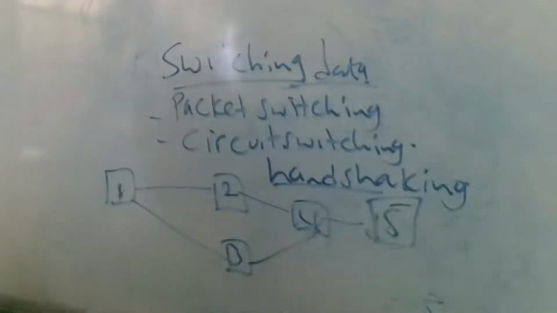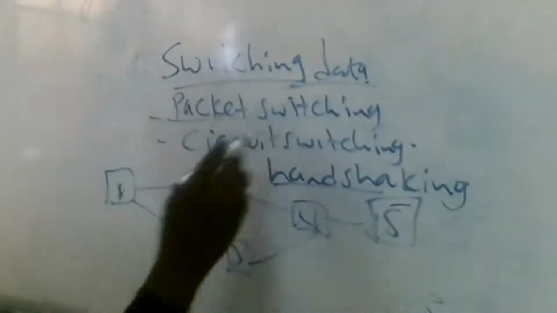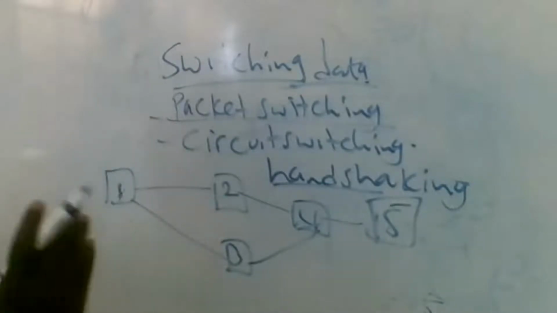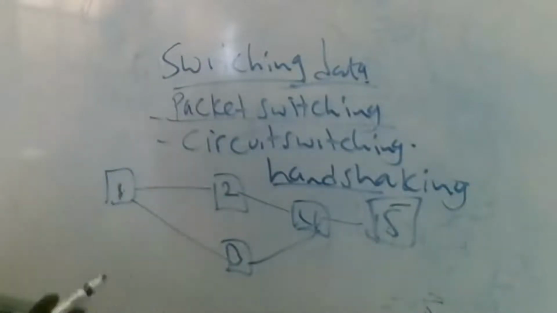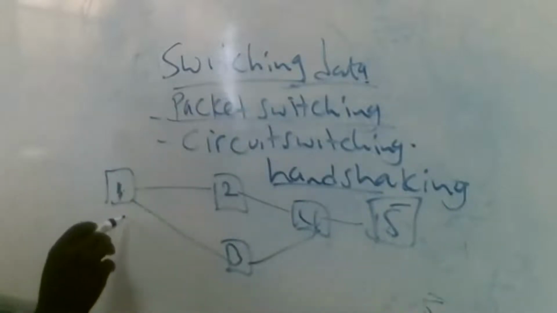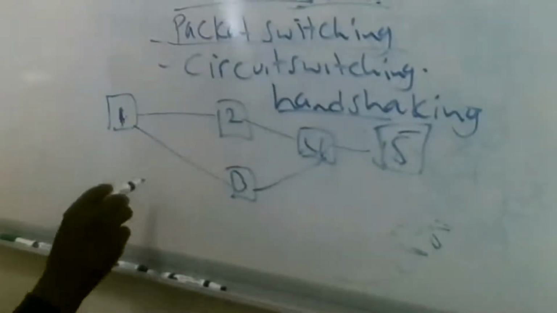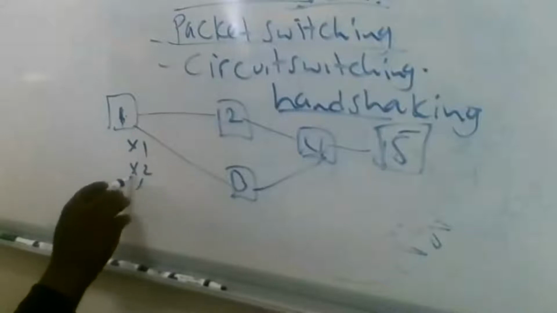But for packet switching, before data is transmitted, computers don't carry out handshaking. They don't agree or bargain on whether communication should go on or not. No. What happens is data is broken down into different parts. So assuming we have our data which is file X, we shall get X1, X2, X3.